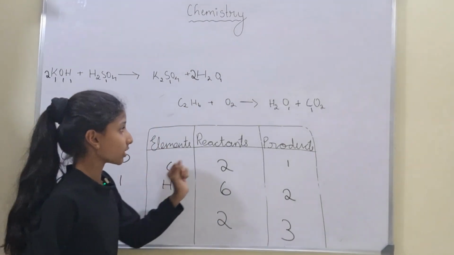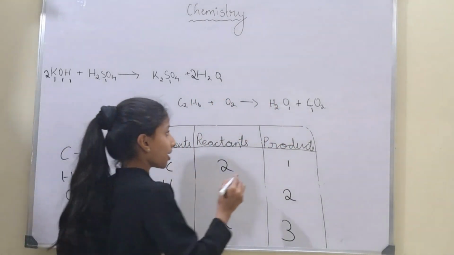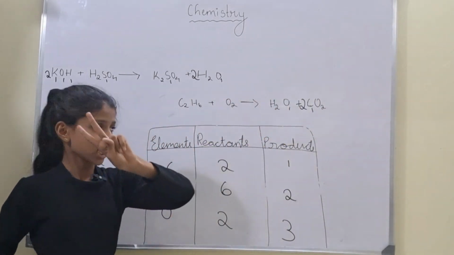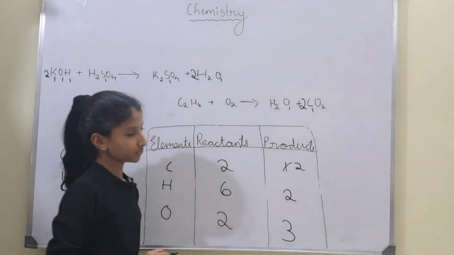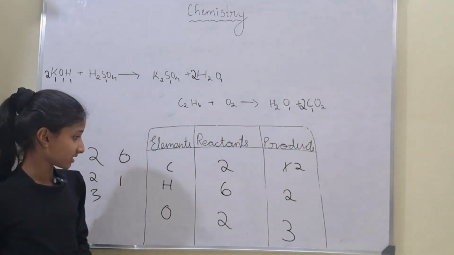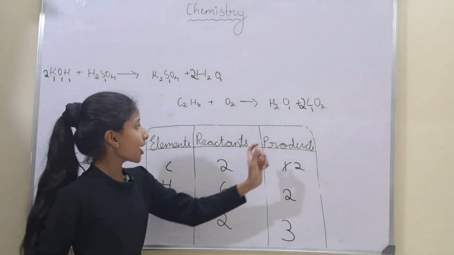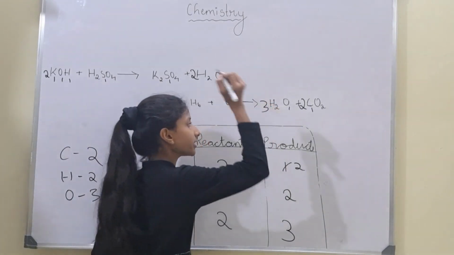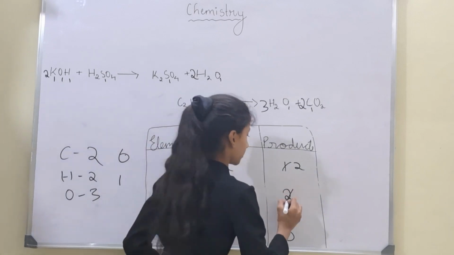Now, I have to convert this 1 to 2. For that, we will write 2 in front of it. 2 times 1 gives us 2. So, this one will be 2. Now, carbon is balanced. Next, we have to balance hydrogen. I have to convert this 2 into 6. So, it's pretty simple. I'll write here 3. 3 times 2 gives us 6.